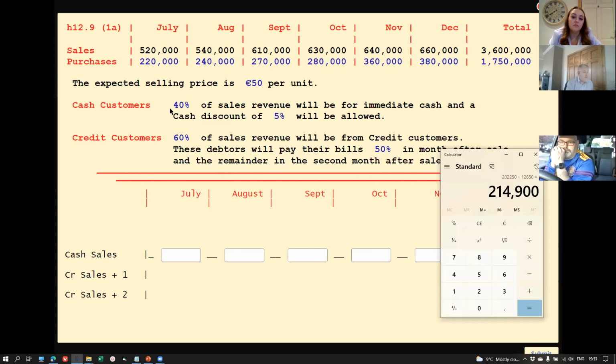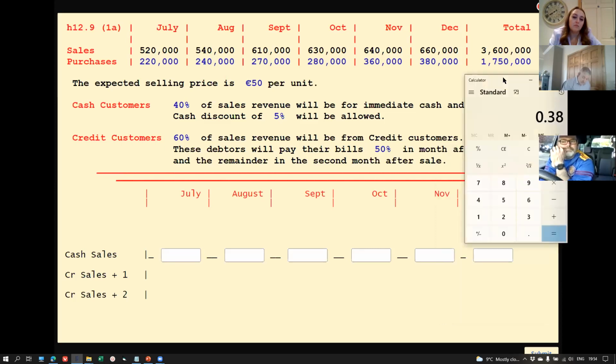It's 40% for immediate cash with a 5% discount. So I'm going to work out, coming down here, 1 multiplied by 0.40 multiplied by 0.95. That gives me 38%. So I'm going to put in here 0.38 multiplied by 0.38. I'm doing that for a reason. Let me just click on that for a minute.